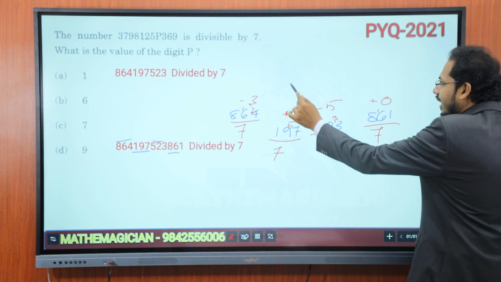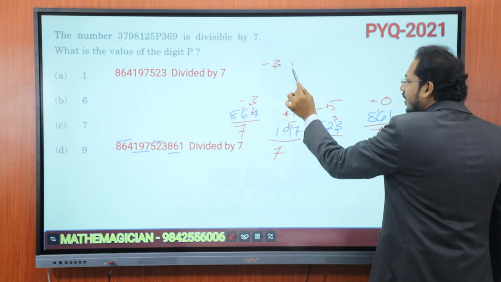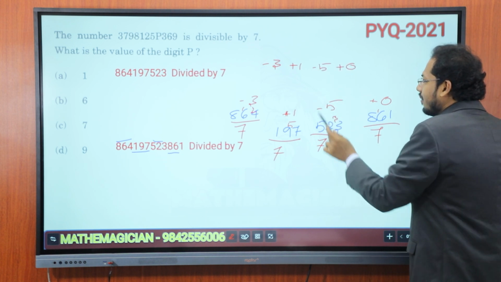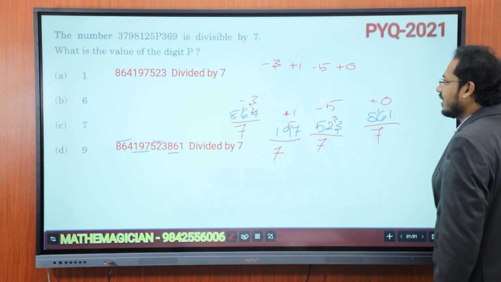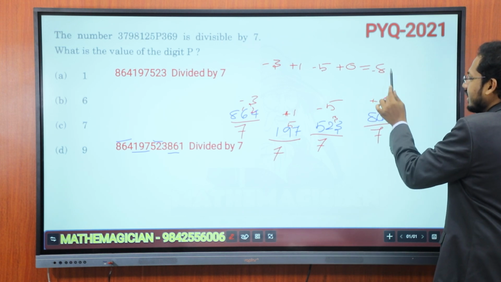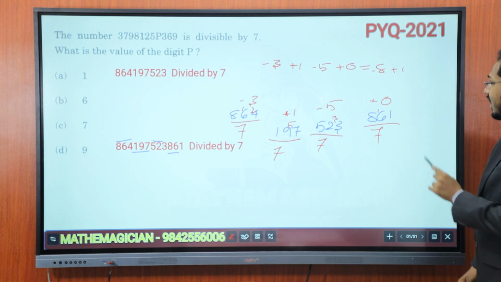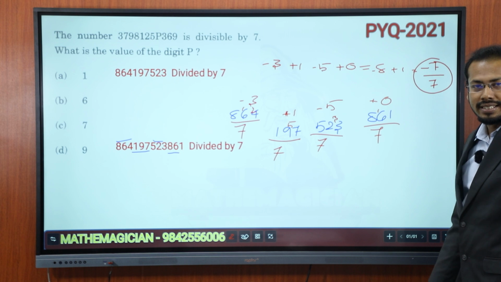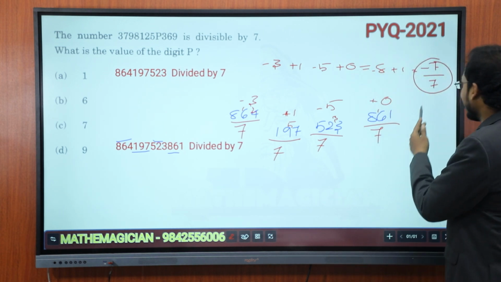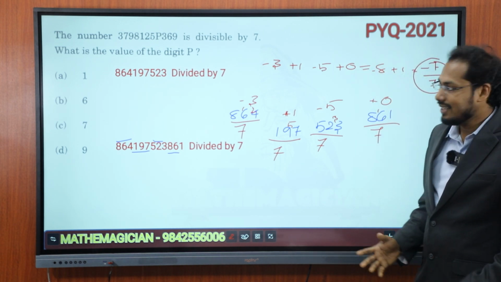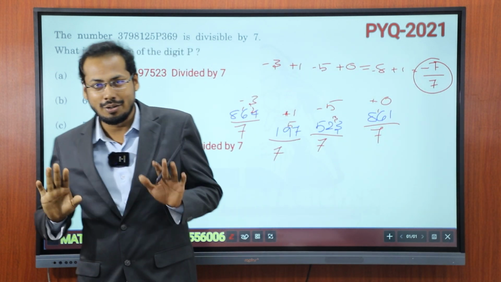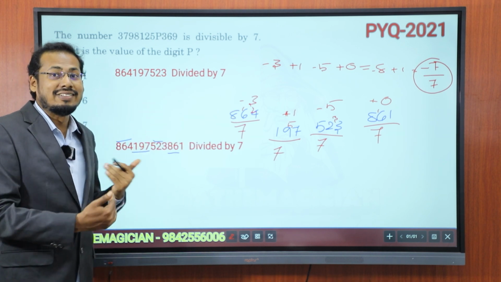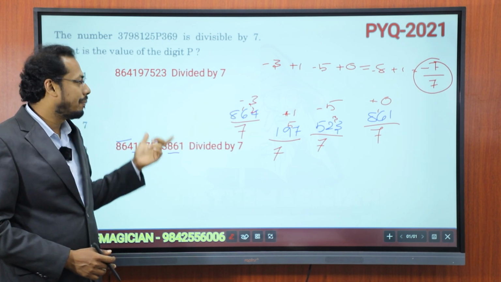Now, if I divide this number by 7, 1 remainder, so 2 remainder, 24, here I get 3. Now take this number: minus 3 plus 1, then minus 5, then plus 0. 5 plus 3 is 8, minus 8 plus 1, what is that? I get minus 7. Minus 7 divided by 7 is divisible by 7. So in the final case it is positive or negative. If I got 7, the entire number will be divisible by 7. So I hope now you understand how to know whether a number is divisible by 7 or not when it is a very big number.